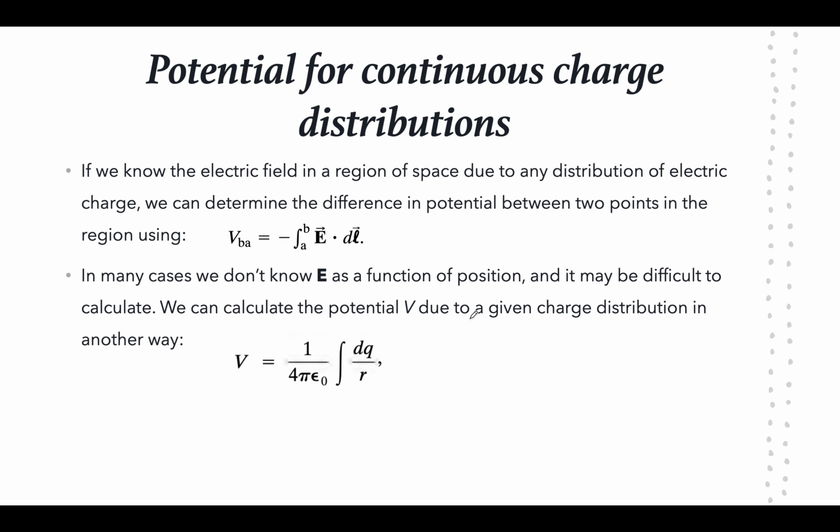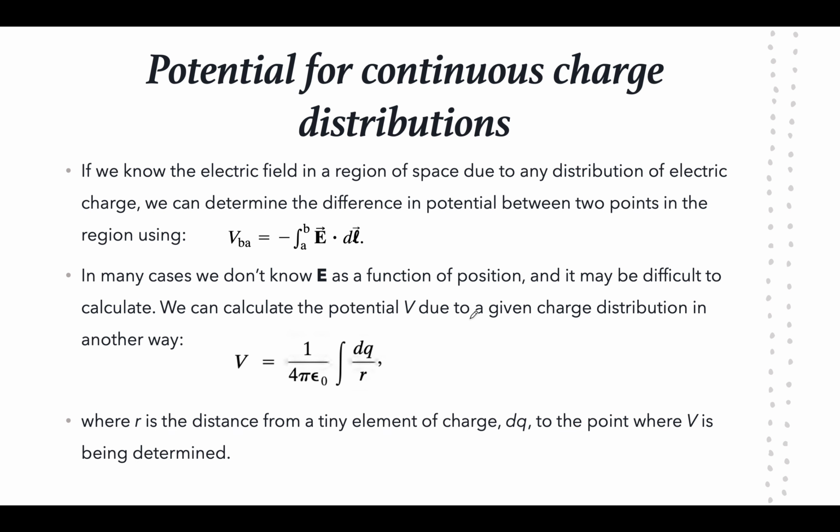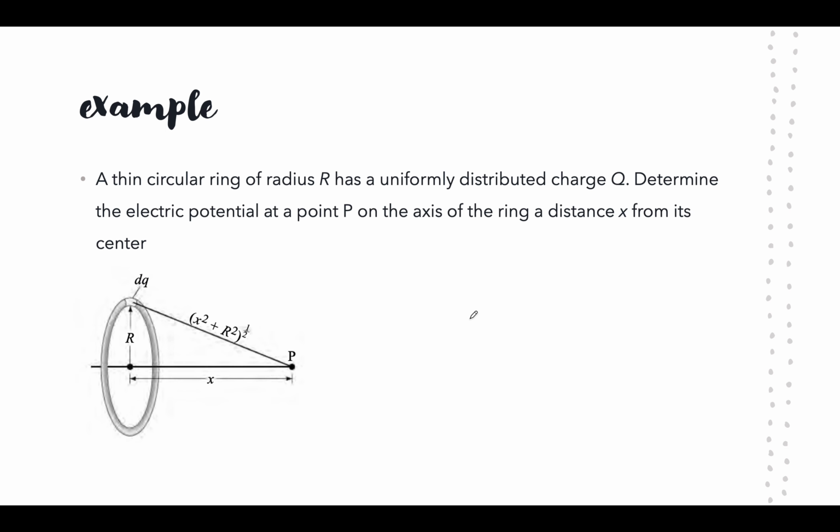So kq over r is the potential due to a point charge. So if we break that point charge into a charge differential dq, then our potential becomes k dq over r. And then we can just integrate all that. All right, let's look at an example. A thin circular ring of radius r has a uniformly distributed charge q. Determine the potential at point P on the axis of the ring at distance x from its center.